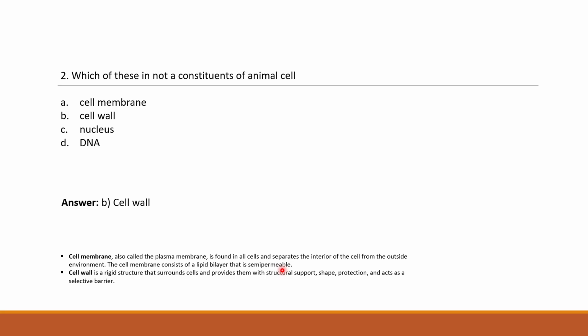Cell wall, on the other hand, is a rigid structure that surrounds the cell and provides structural support, shape, and protection, and acts as a protective barrier. So cell wall is seen in plant cells and other cells, maybe in fungus and others, and even in bacteria. Depending on the type of bacteria, plant or fungus, the components of the cell wall also will change. Mostly it's like a polysaccharide layer or lipid polysaccharide layer, there are different things. Cell membrane is seen in all of them and it's mostly a lipid bilayer.